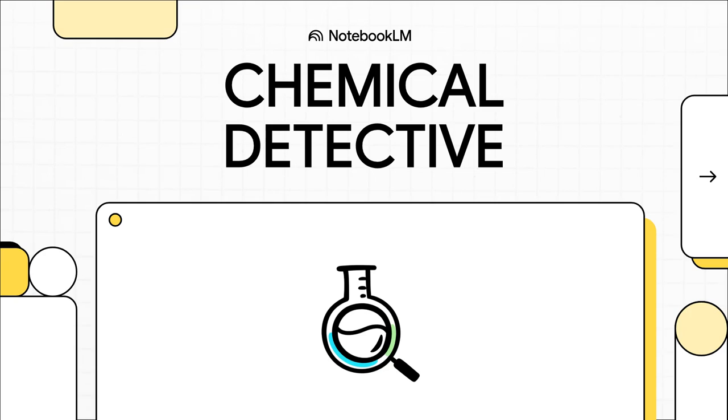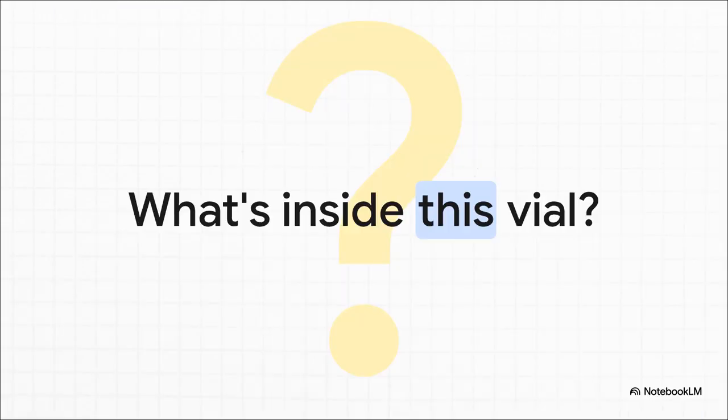All right, welcome to the Explainer. Today, we're putting on our detective hats and diving into some serious chemical investigation. We've got an unlabeled vial, a total mystery, and we're going to crack the case using the science of deduction. Let's get into it.